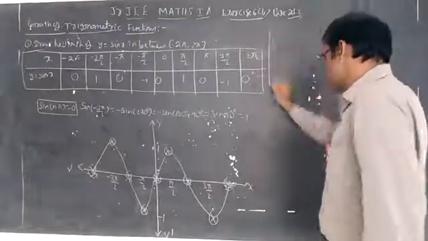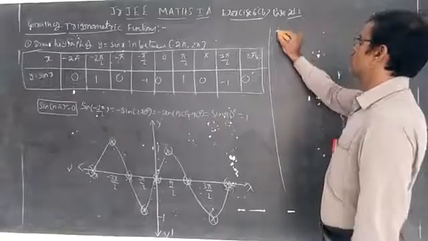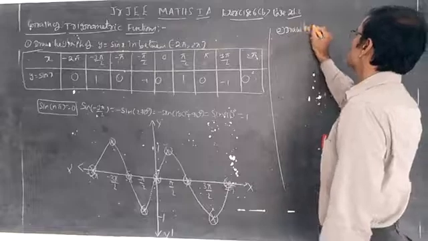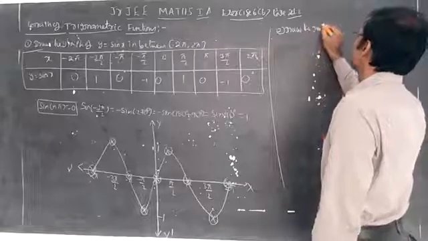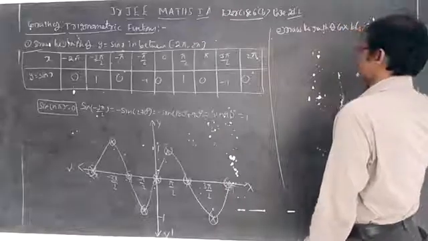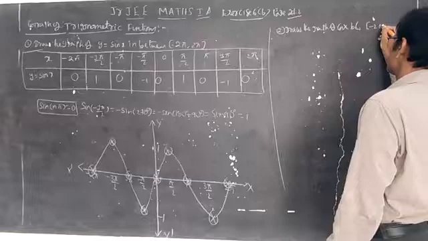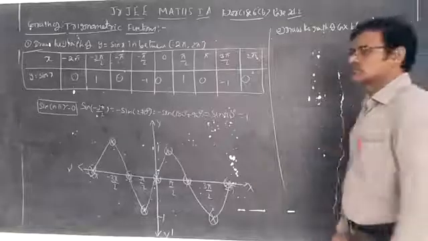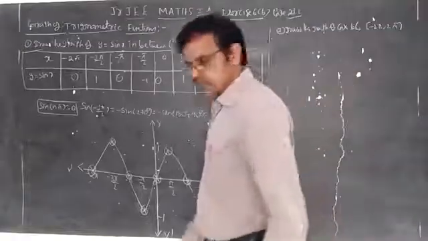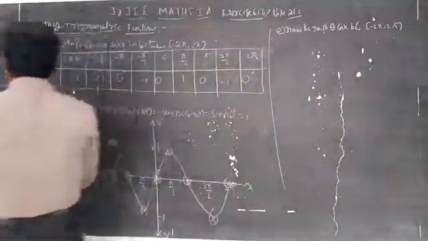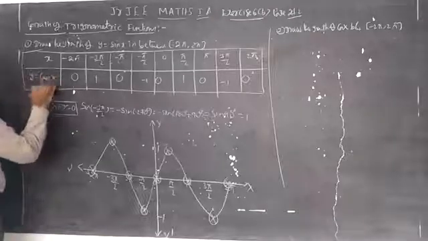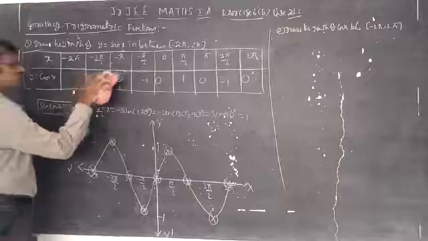And next question I am writing. Draw the graph of cos x between minus 2 pi and 2 pi. In the same concept, draw like this. Simply I am changing this one. Pi is equal to cos x. Values will be changed.